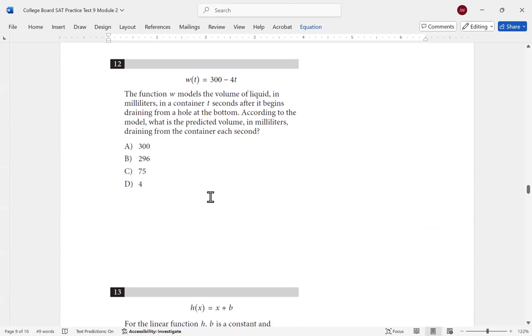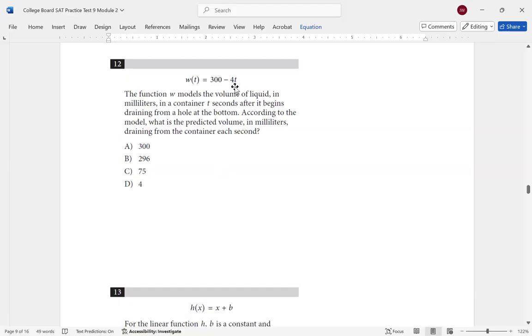Question 12. The function W models the volume of liquid in milliliters in a container T seconds after it begins draining from a hole at the bottom. According to this model, what is the predicted volume in milliliters draining from the container each second? Well, T is in seconds. And what this is saying is essentially we're going to start at 300, because when you plug in 0, you get 300.